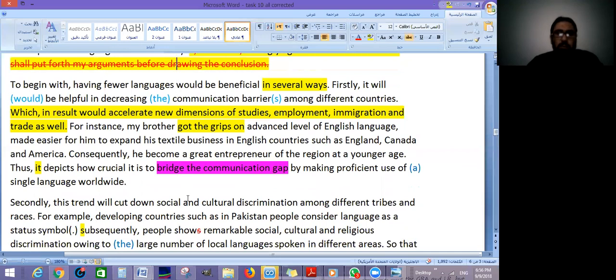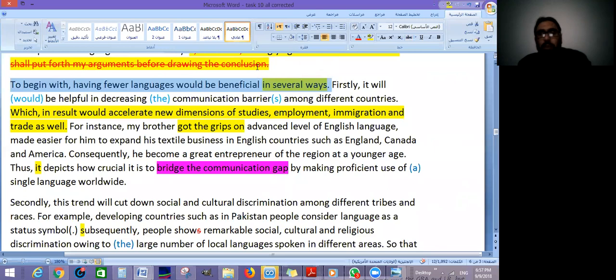Now, I'm going to come back here to the first body paragraph. To begin with, having fewer languages would be beneficial in several ways. So here we're talking about how language is beneficial, and here we're talking about how language is beneficial. So I don't really see how this topic sentence did her any justice here. Okay, so maybe as a thesis statement, we could say that having fewer languages would be beneficial in several ways, but in this body paragraph here, it doesn't really seem to serve any purpose.